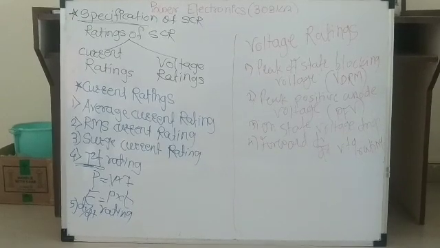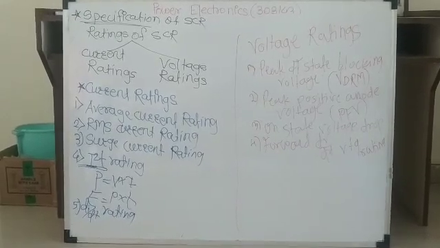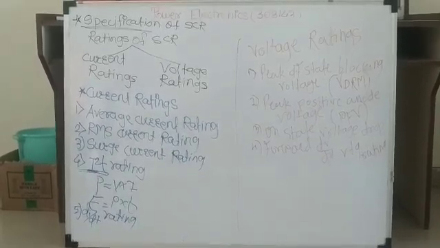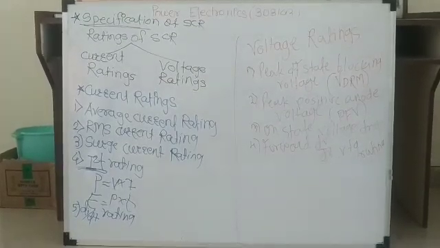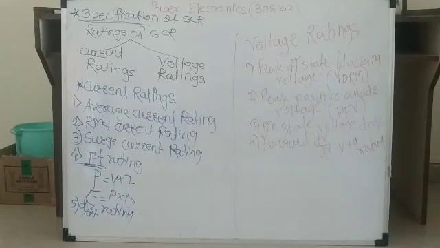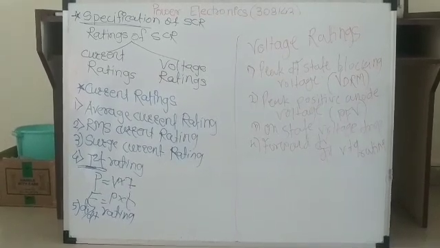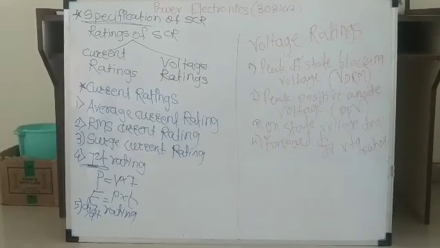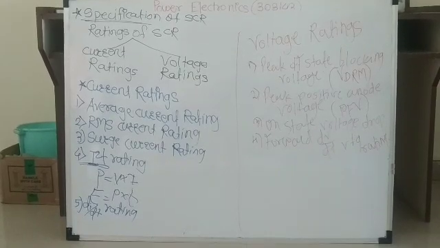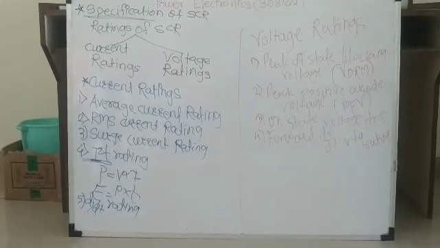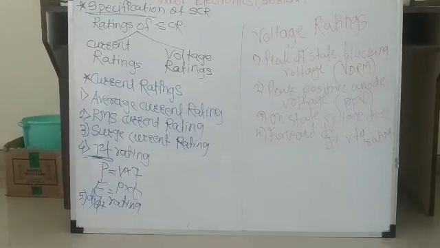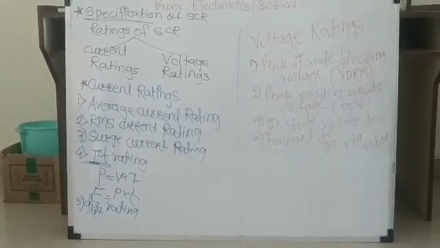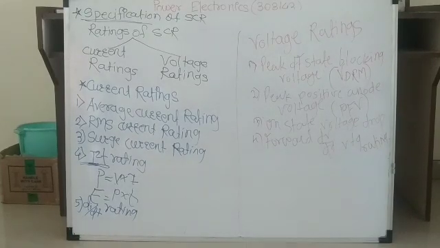Whenever the gate pulse is not applied, up to that time you can apply voltage between anode and cathode, but it does not turn on the SCR. And if dV by dt is greater than its specified limit, we can say that breakover voltage is exceeded, and the SCR turns on without a gate signal. This is called the forward static dV by dt rating. Here the gate terminal is open, meaning no gate current is applied.